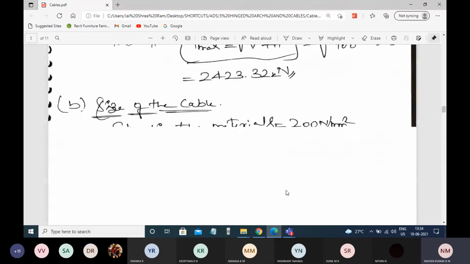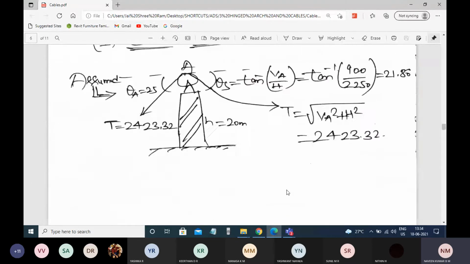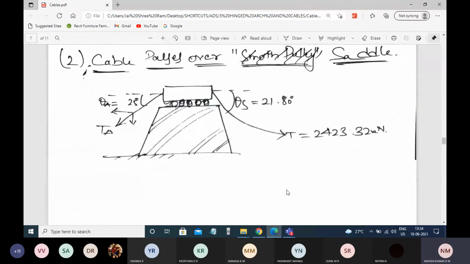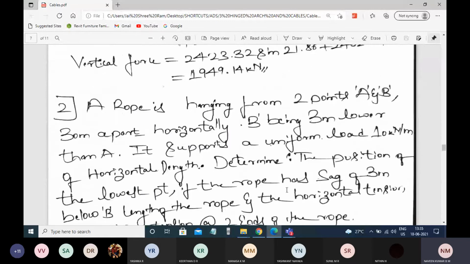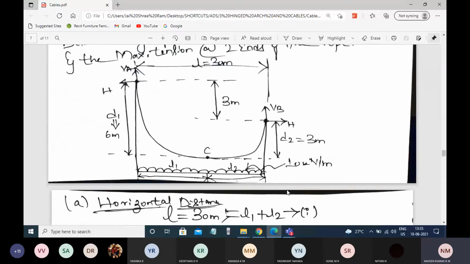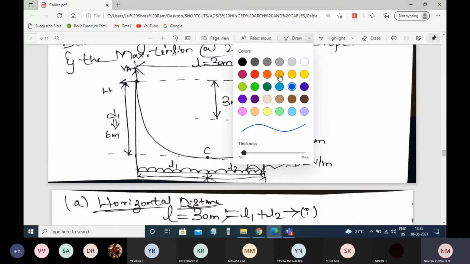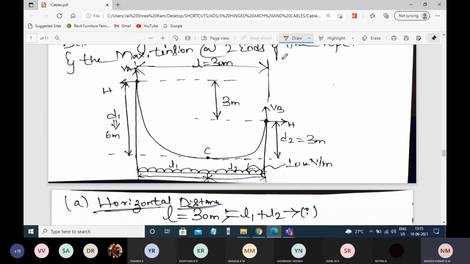So in the previous session, we were discussing problem statement 2 related to the analysis of cable, right? So this is the one, where we have the supports at different levels. If supports are at different levels, finding reactions is quite different from when supports are at the same level, right?